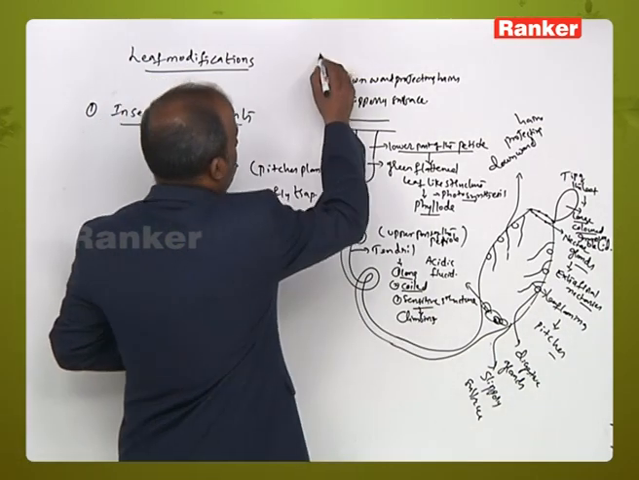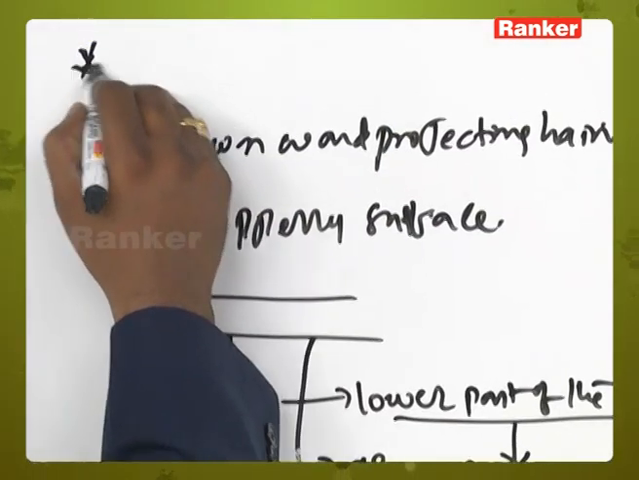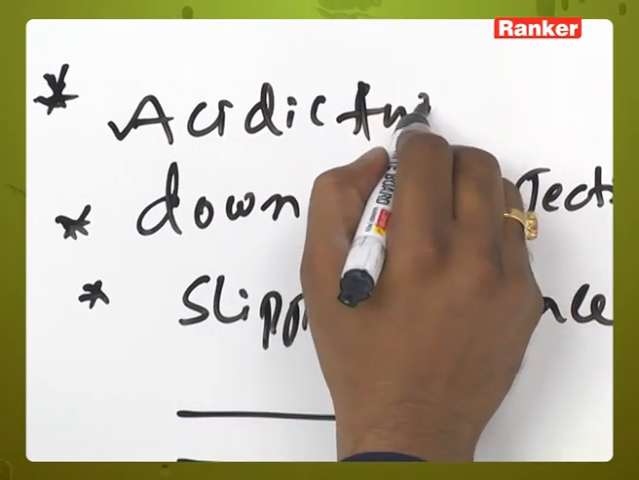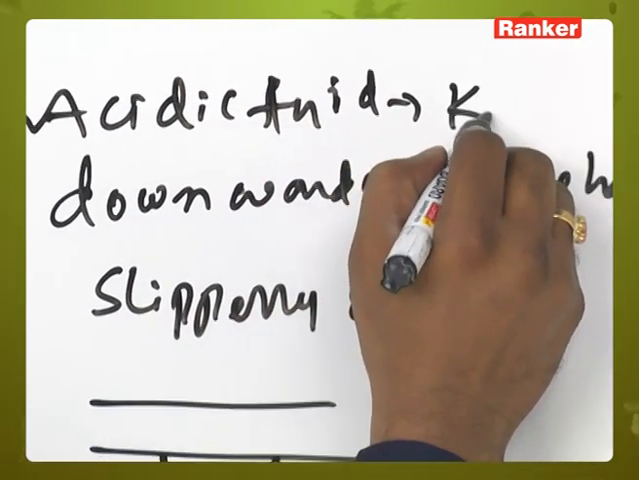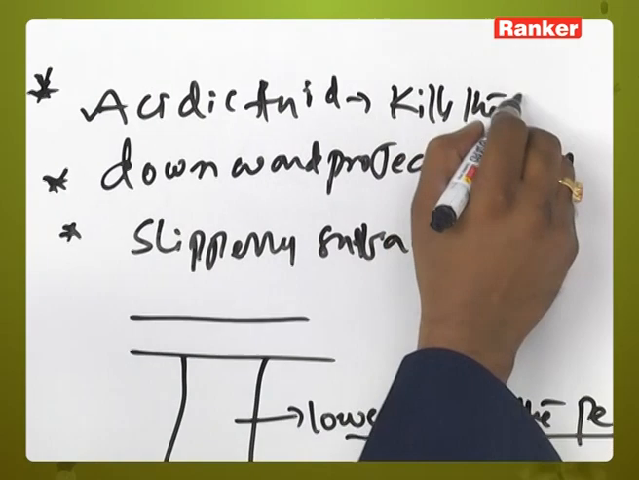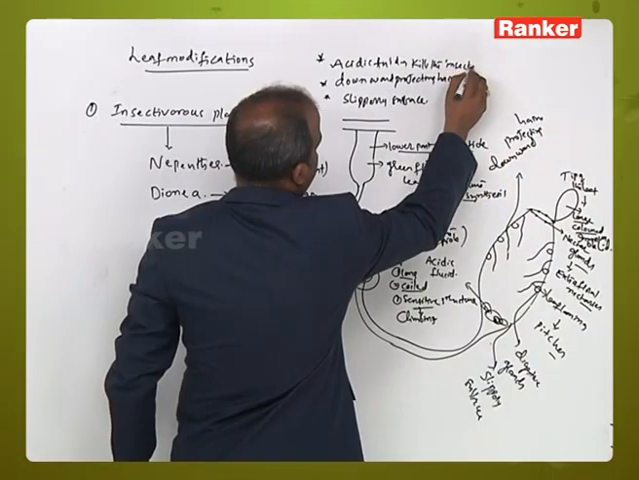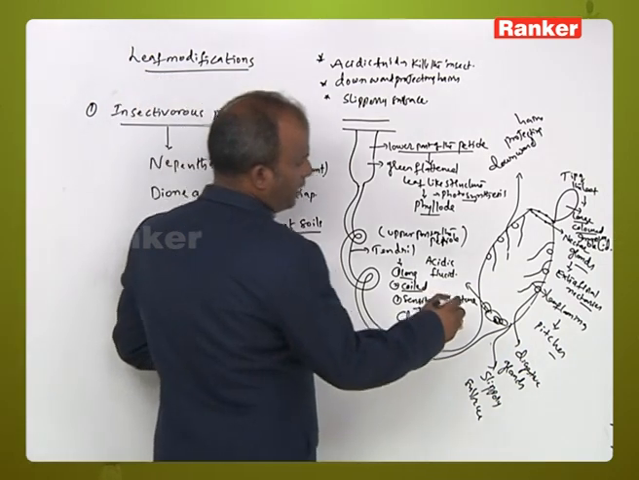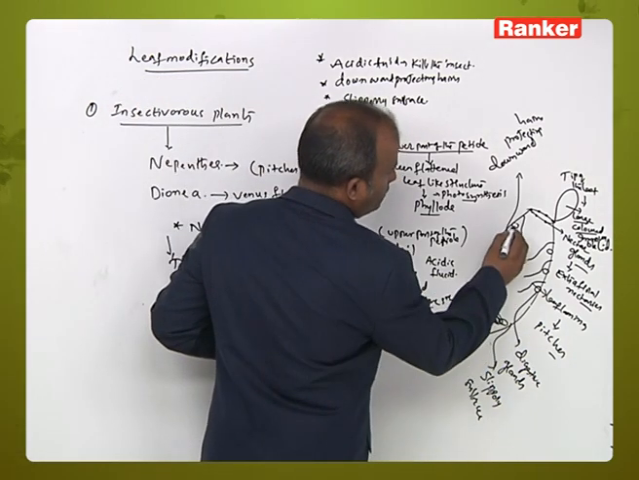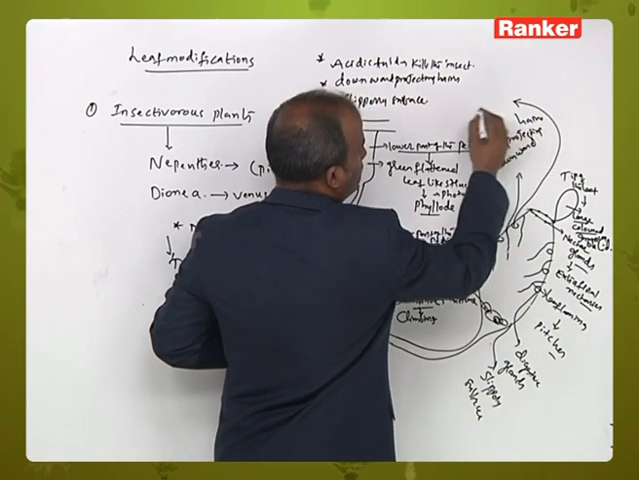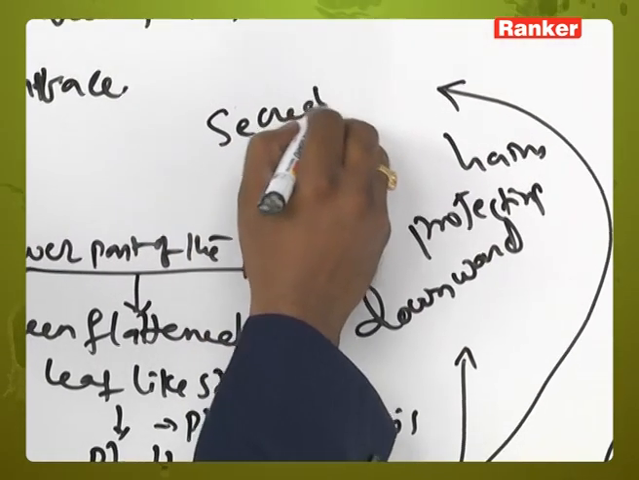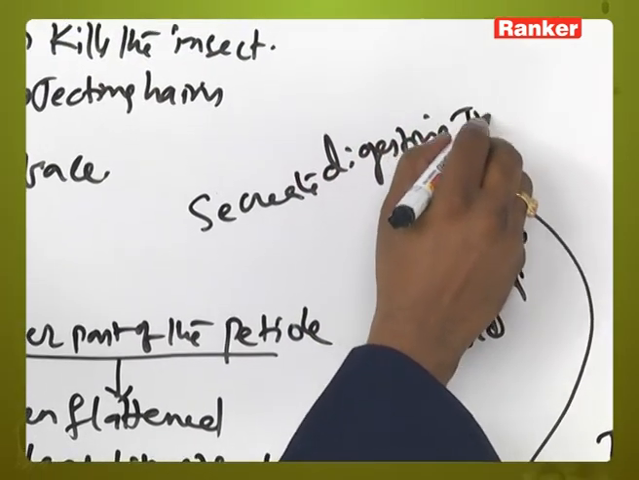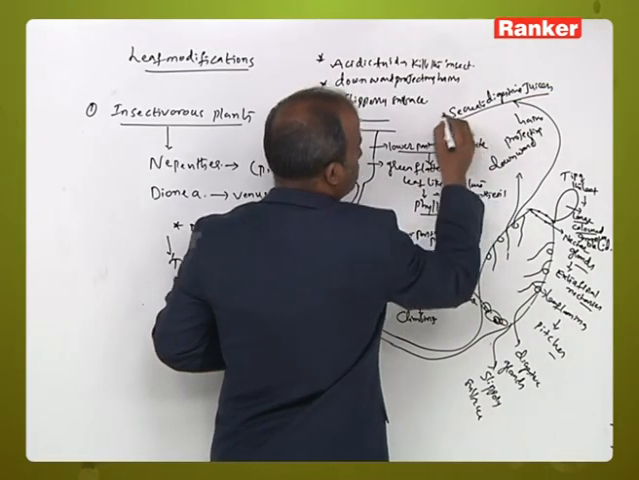Whereas acidic fluid, what will it do? It will kill the insect. And the digestive glands, what will they do? They will secrete digestive juices.